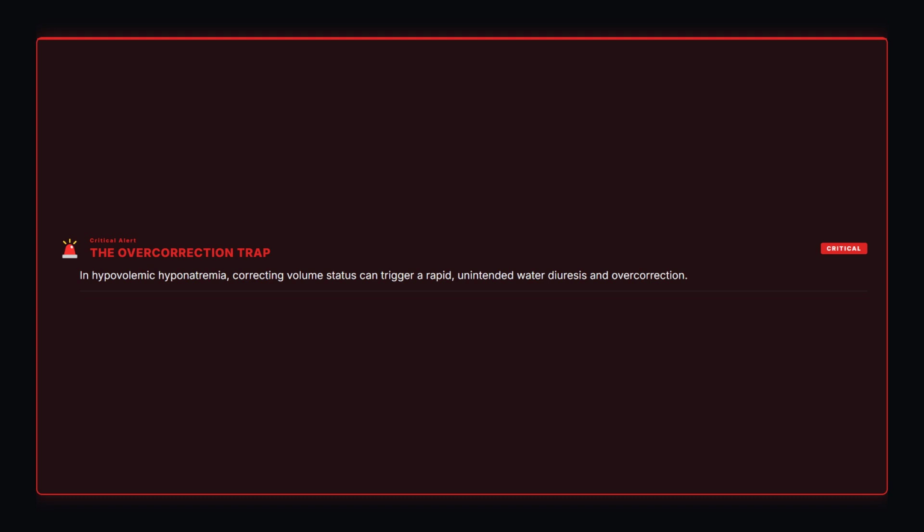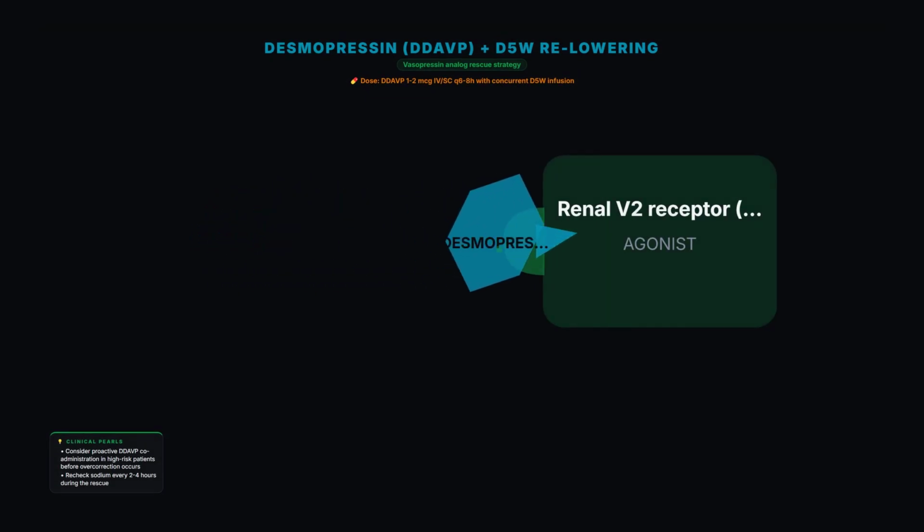If you overshoot the correction limit, the DDAVP-clamp and D5W re-lowering strategy is your rescue. Desmopressin prevents further free water excretion, while D5W dilutes the serum sodium back down toward the target trajectory, a controlled re-lowering rather than letting the kidneys run away with the correction.